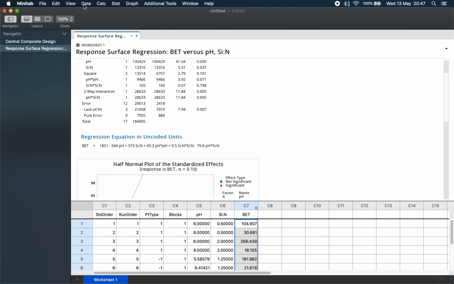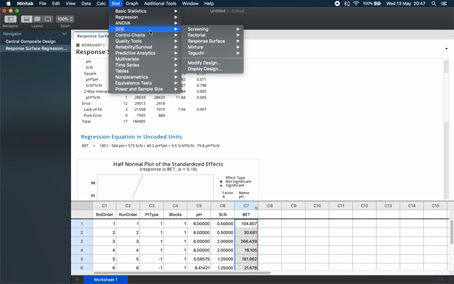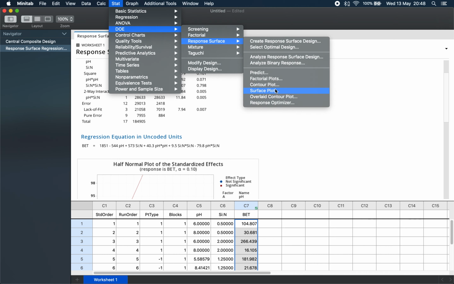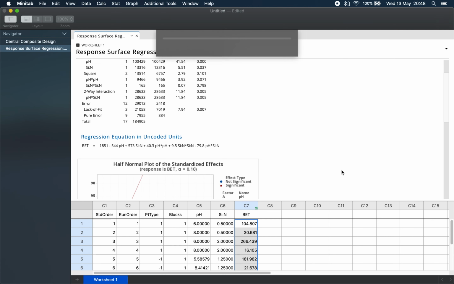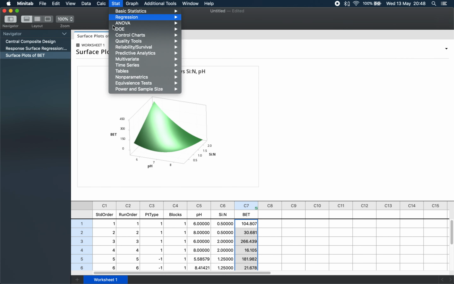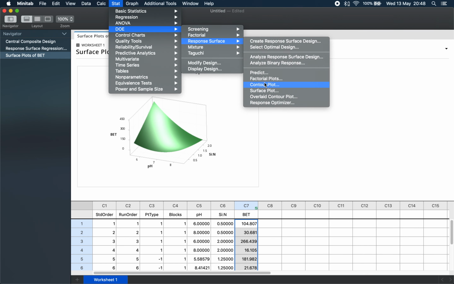As always, we can obtain surface plots and also contour plots. We're going to DOE, response surface, surface plot, and also contour plots.